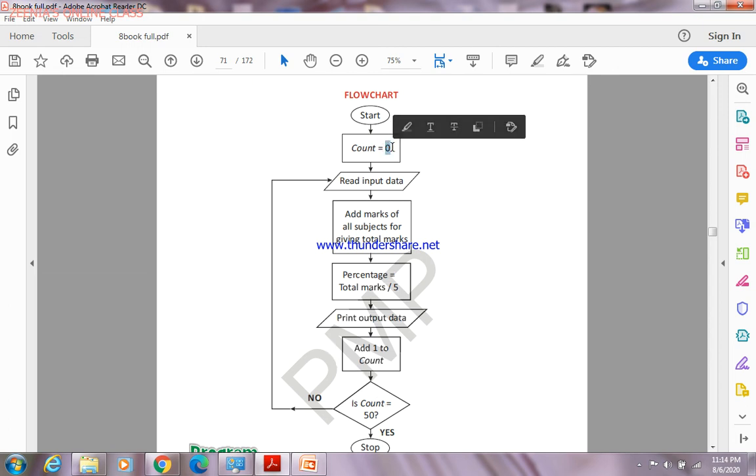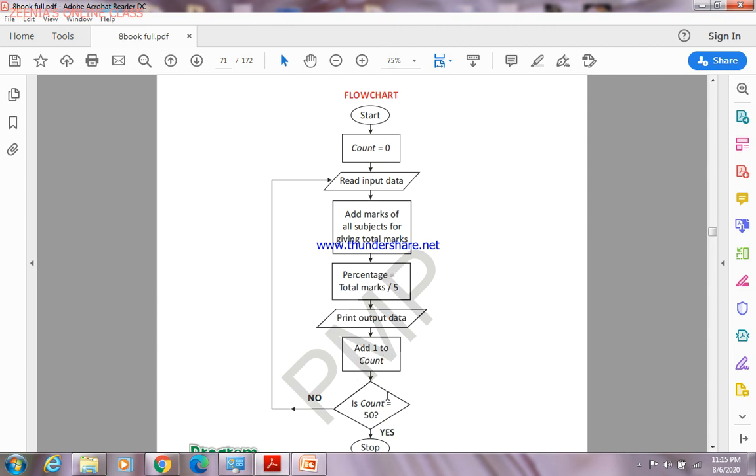First value is 0. First time it is running, it will read the data. That means the first child is there. We will input the marks, all the 5 subject marks, roll number and name of that student. This is the input of the first child. Then we'll add the marks of that particular child, calculate the percent and show the output. Next step is add 1 to count. That means now the count value becomes 1. 0 will be 1, right? It is automatically processed. We will feed it in the computer. So 1 is added. Now the count becomes 1.